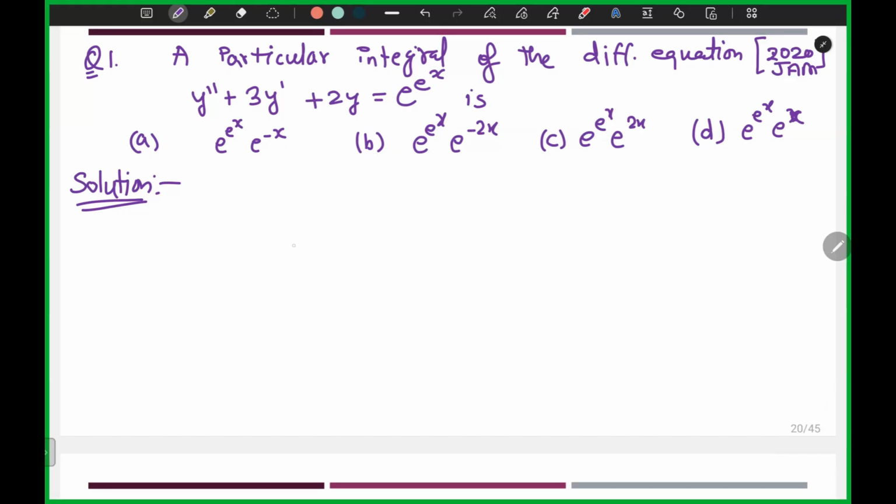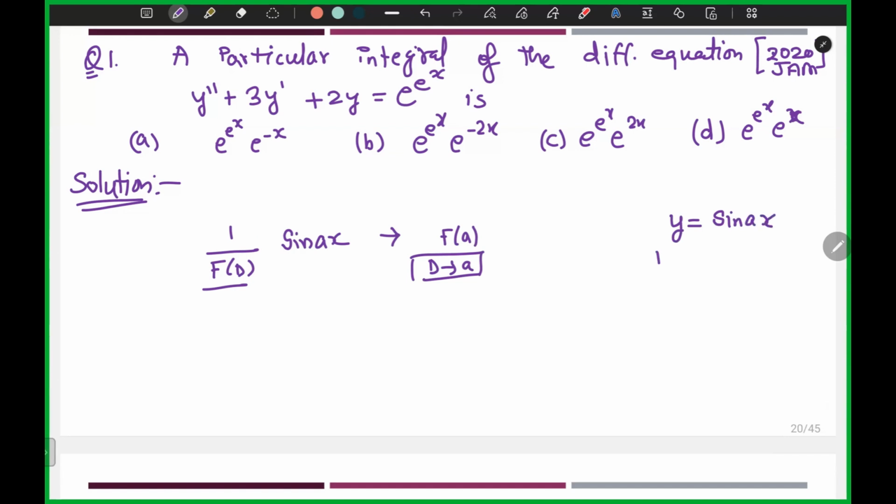Yeah, you have to do the same thing. If you have sine ax and you have 1 upon f(D), and here f of a is equal to 0, you can't replace D by a. I have already told you, if you take y equals sine ax, then what is dy? It is cos ax. So is it the same, can you compare? It is cos ax, y is sine ax. You can't compare, so you can't replace D just by a.